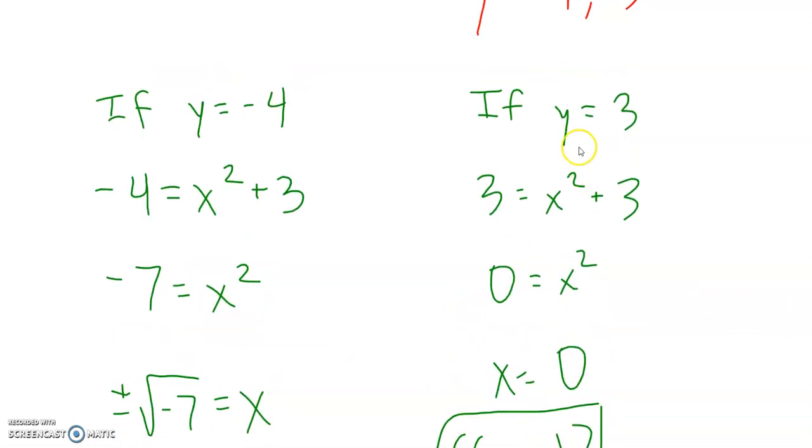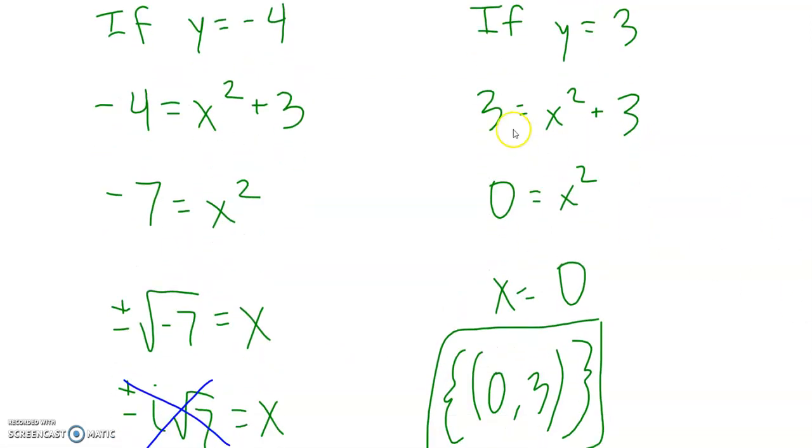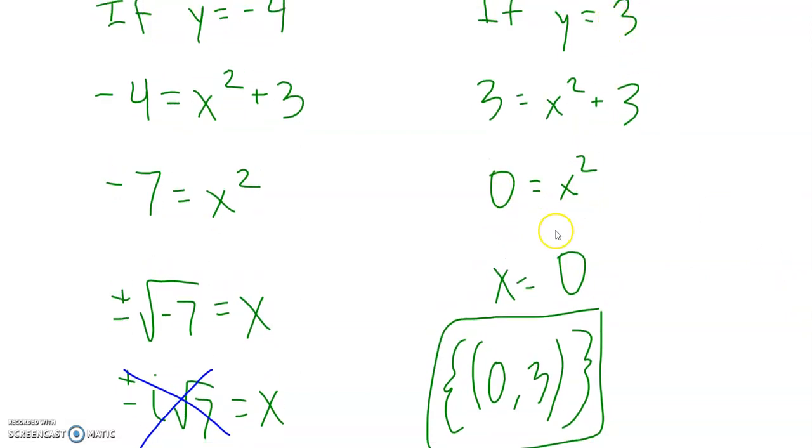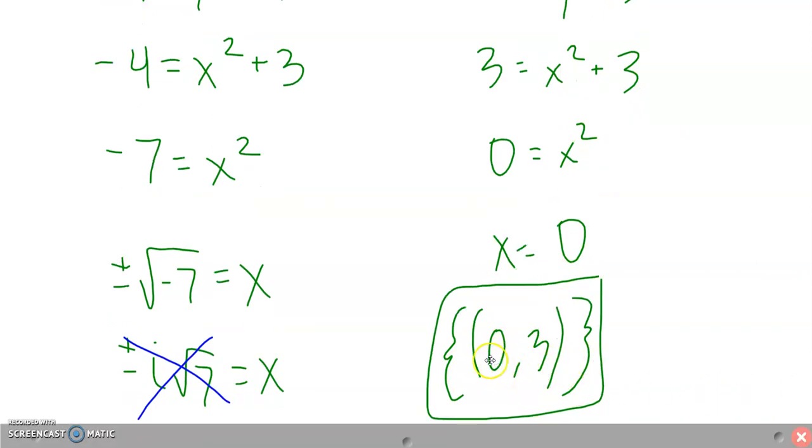I plug in my other answer for y and I get 3 equals x squared plus 3. So x squared is 0. That doesn't mean there's no answer. It's just x is 0. That's a number that x can be, because the square root of 0 is just 0. So that means if y is 3, then x is 0. Make sure you put them in the right order, x first followed by y, and you get the answer (0, 3). And that's the only solution.